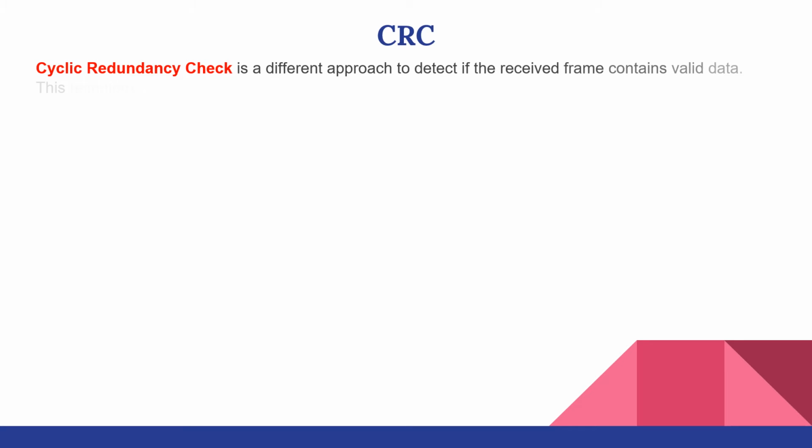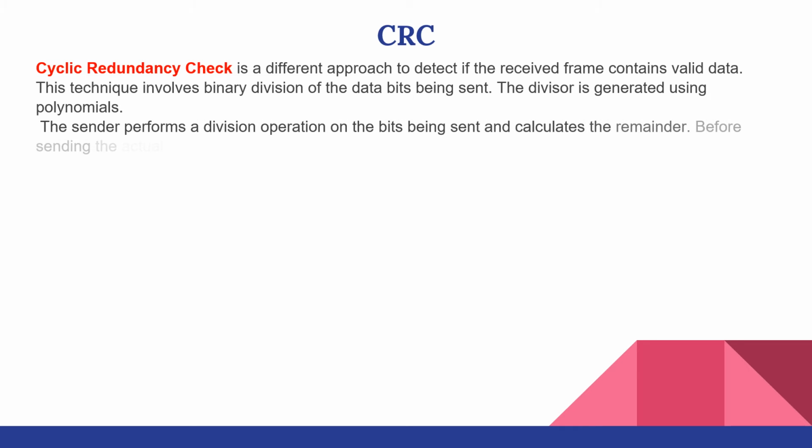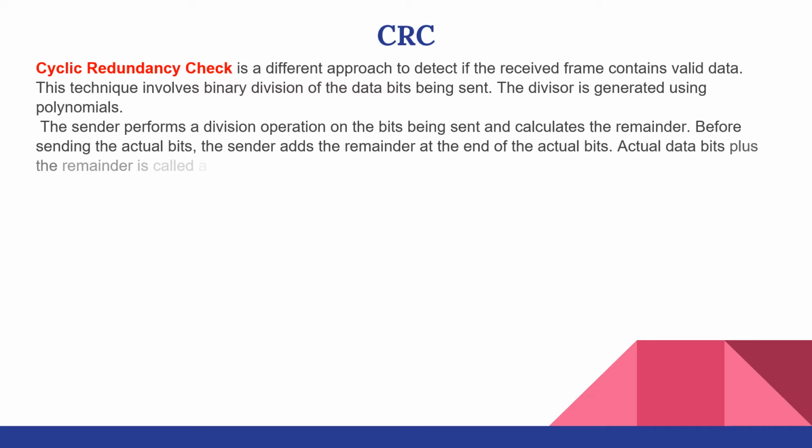Now, moving to the second topic of today's lecture, that is CRC, which is also called cyclic redundancy check. It is a different approach to detect if the received frames contain valid data. This technique involves binary division of data bits being sent. The divisor is generated using polynomials. The sender performs a division operation on the bits being sent and calculates the remainder. Before sending the actual bits, the sender adds the remainder at the end of actual bits.